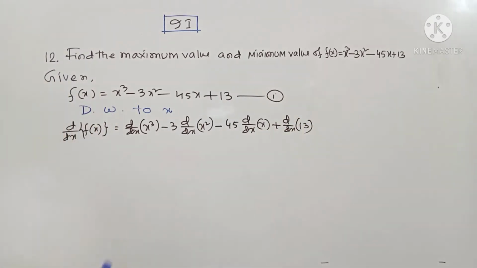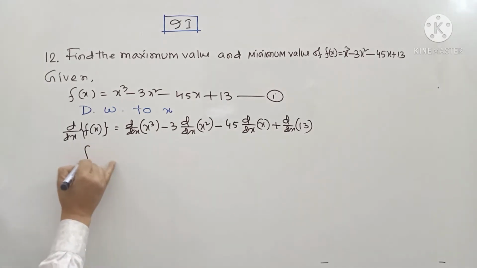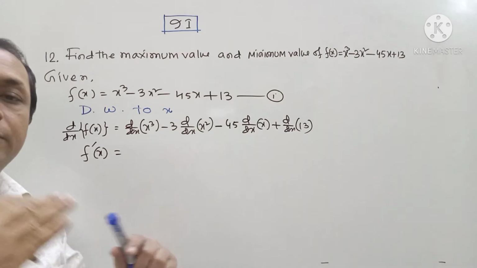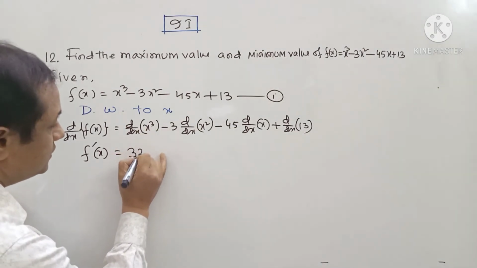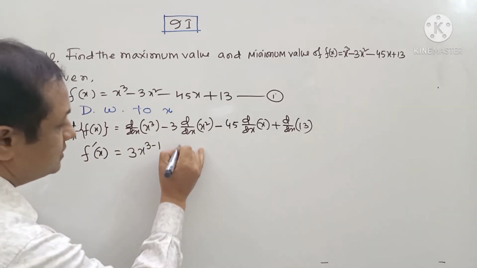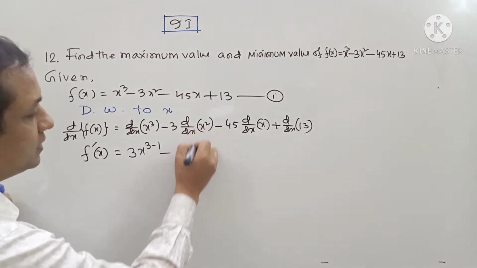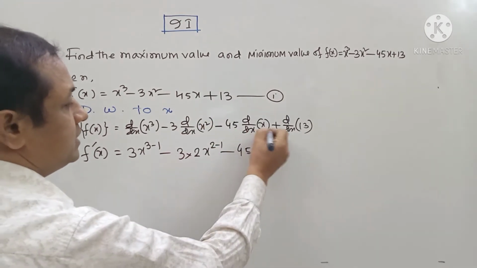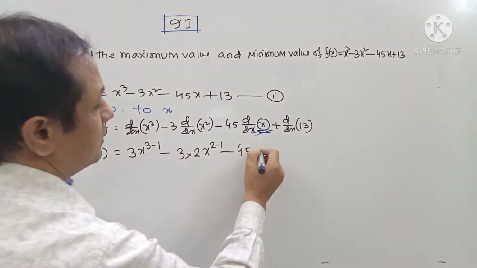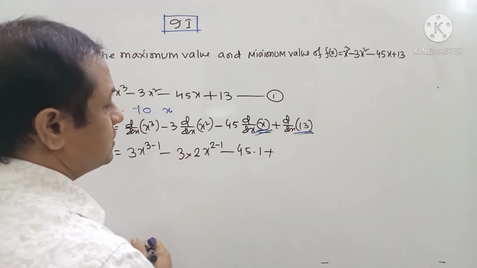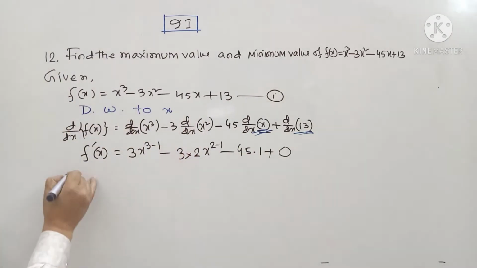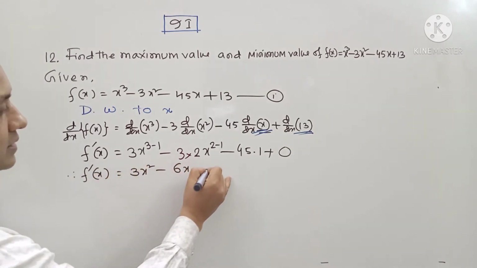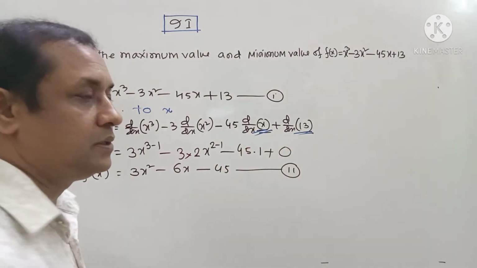So student, we know that d/dx of f of x equals f prime x, and then using the formula you have learned, d/dx of x cube, take the power to the first position and power minus 1, then minus 3 d/dx of x square, so take the power to the first position and power minus 1. Similarly 45 into d/dx of x, d/dx of x is 1 and d/dx of a constant is always 0. Now we have f prime x equals 3x squared minus 6x minus 45, equation number 2.